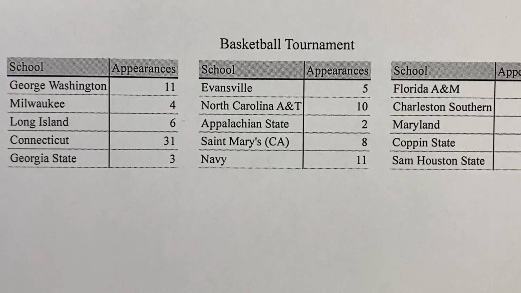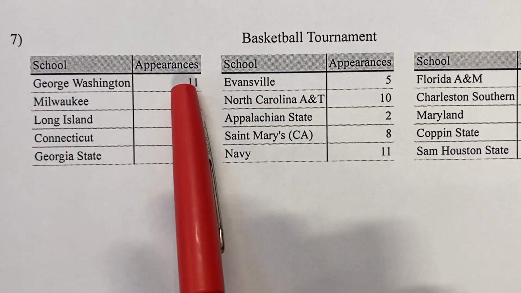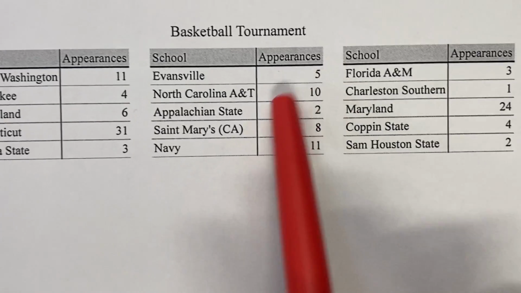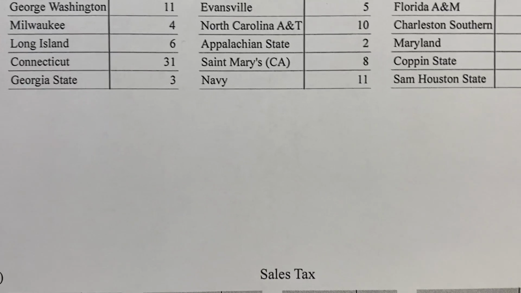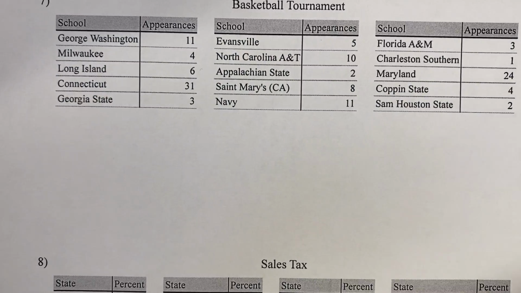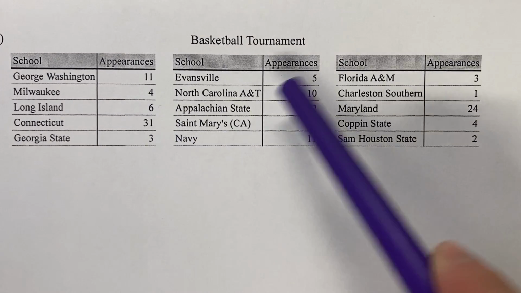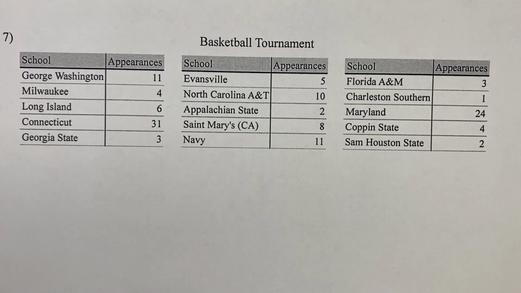Okay, let's see. We want to do one more example. Yeah, let's go ahead and do number 7. In a basketball tournament, we have the schools and we have the number of appearances. So those are the numbers we're looking at. Again, let's see if I can zoom out. Yep, a little bit more so we can see all the data points. I want to list all these numbers in numerical order.